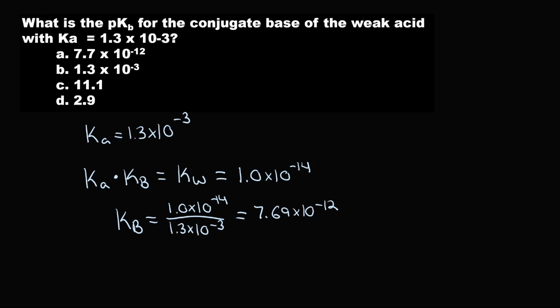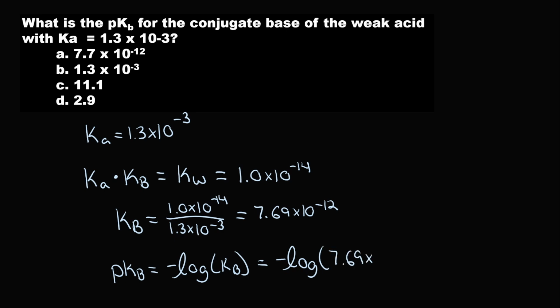Now, again, you might not be given the full equation for pKb, but if you remember from pH and pOH, the p just means the negative log of whatever is in front. So pKb is just the negative log of your Kb, or in this case, negative log of 7.69 times 10 to the minus 12. And you should get an answer of 11.1. And that's going to be letter C in this case.